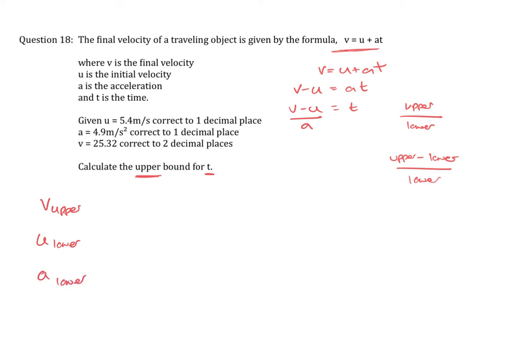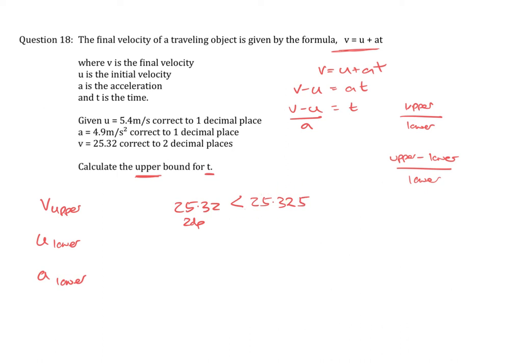So let's look at V. V is 25.32 to 2 decimal places, and I want the upper bound of that. So that's going to give me 25.325. That's my upper bound, because again, anything from this point onwards to 2 decimal places would round upwards. So that's my upper bound.